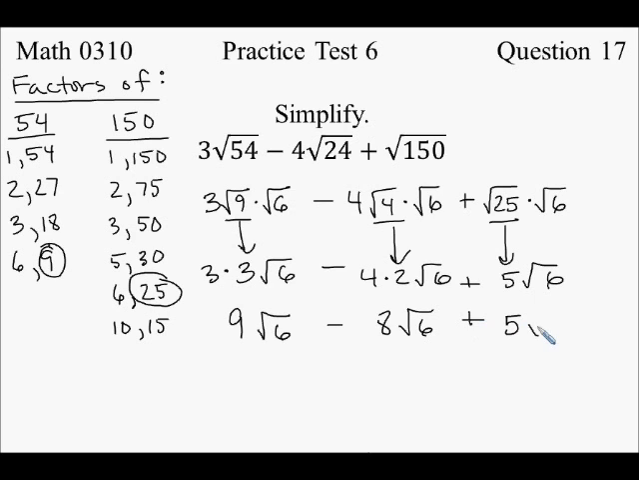So now we look at, these are all like terms because they all have matching radicals, all square root 6 terms. So we have 9 of them minus 8 of them. 9 minus 8 would give us 1, plus 5 more of them. So 1 plus 5 would give us 6 square root 6s. And that is our simplified answer there, 6 square root 6. And that is answer choice B.